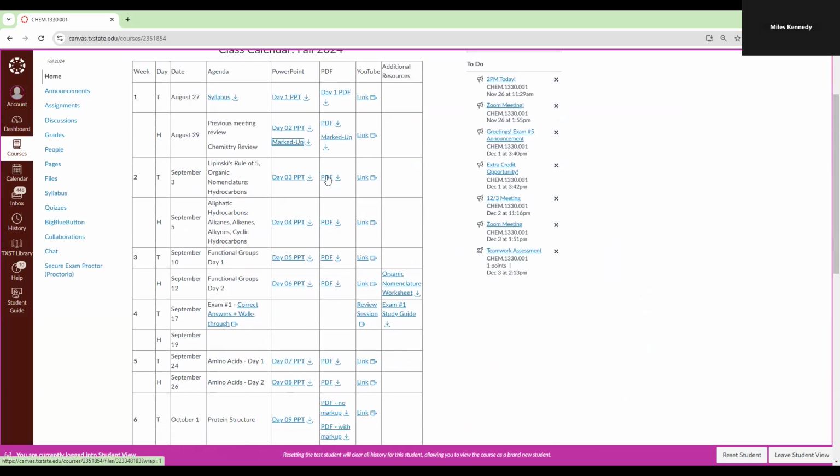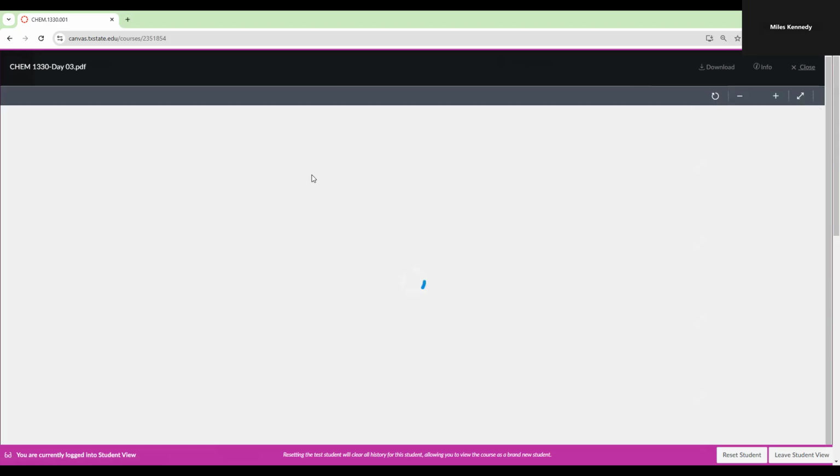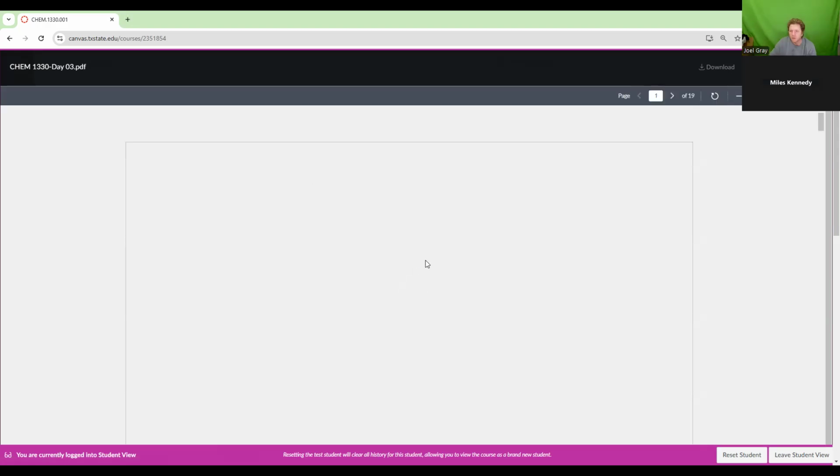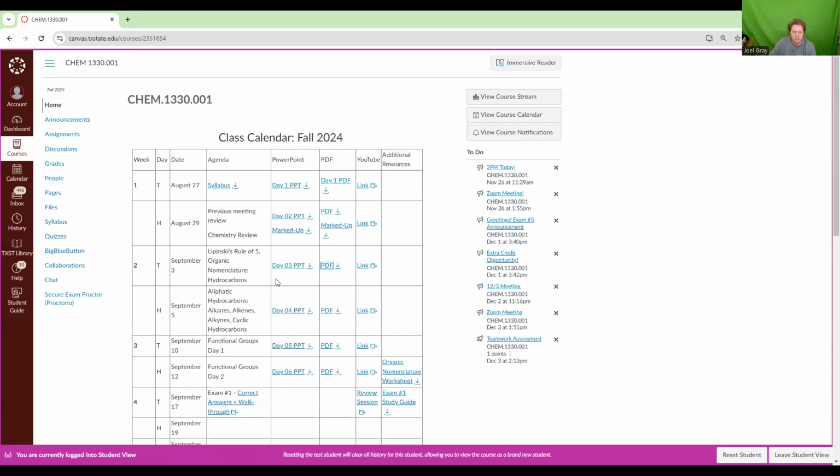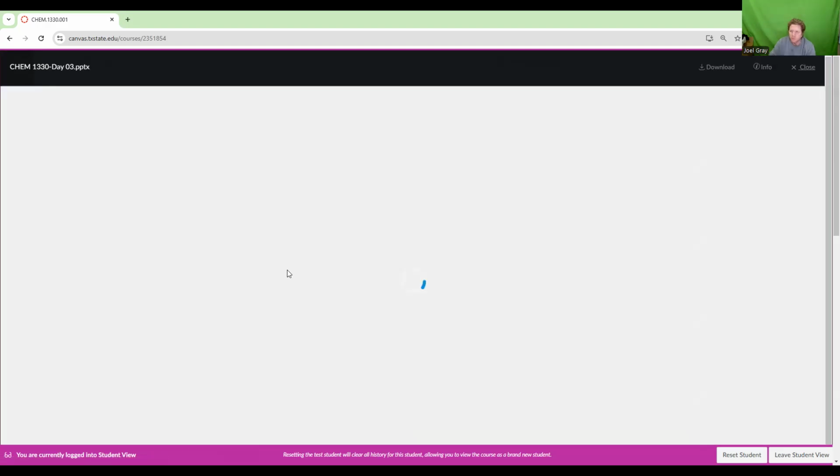Next up, we talked about Lipinski's rule of five, as well as we also discussed and got into, oh, rats. I'm just going to use the PowerPoints from now on.